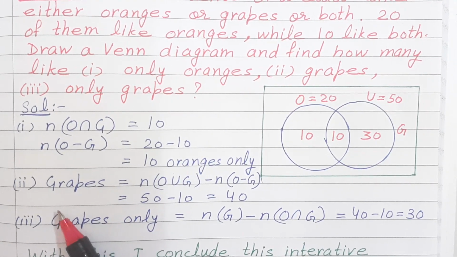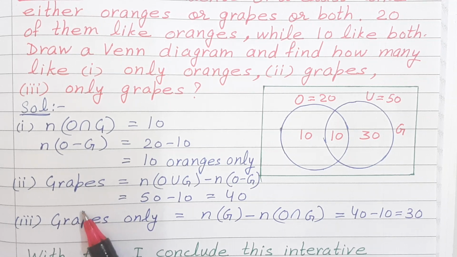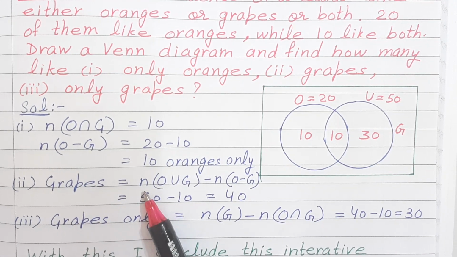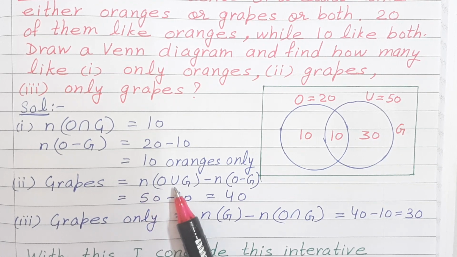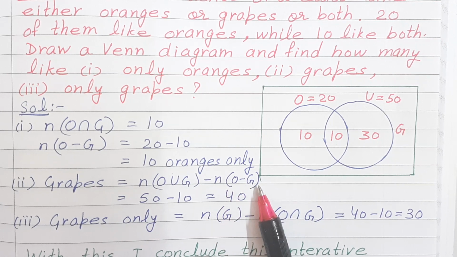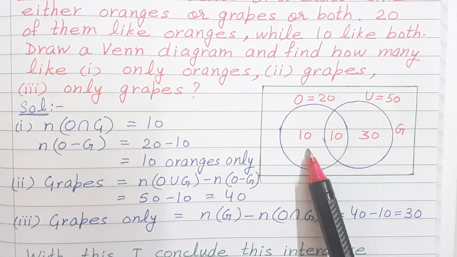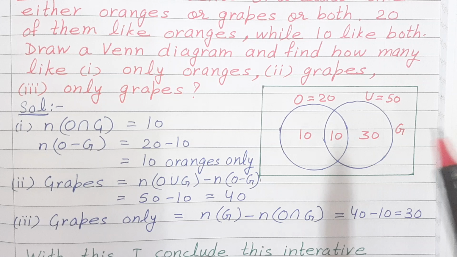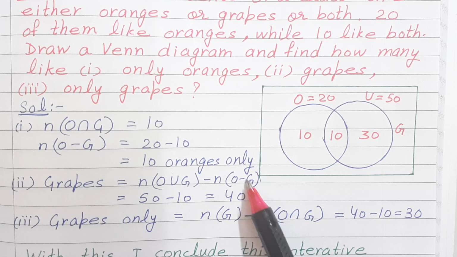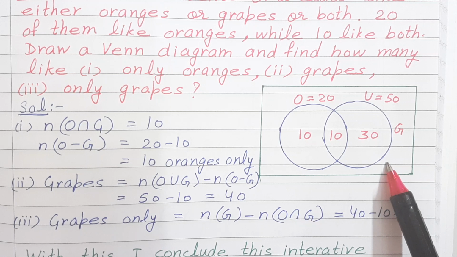Now see the second part, grapes. That is the number of students who like grapes. So that is the number of elements in oranges union grapes minus the number of elements in oranges minus grapes. That is 50 minus 10. The total is 50 minus the students who like only oranges. So that is equal to 40. Now 40 are those students who like grapes.